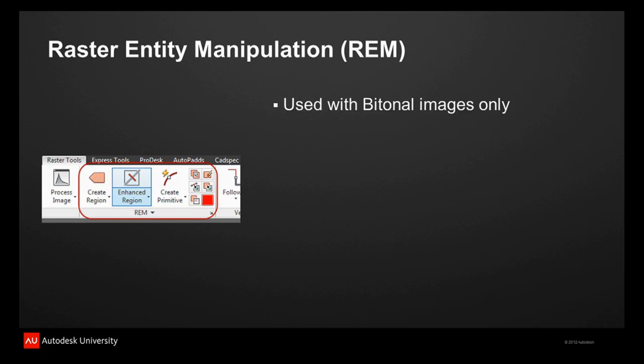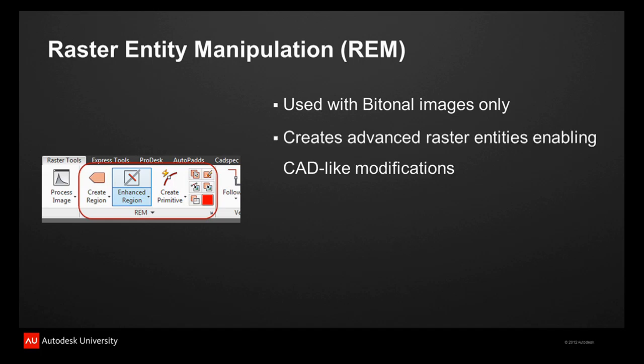Okay, so as I've mentioned, the REM objects can only be used with bitonal images. It creates advanced raster entities enabling CAD-like modifications. That's basically what I try to explain. So it's going to retrace the raster pixels and then create basic primitives on top of those. And we can manipulate the raster data in the background by moving the REM objects. Now, as I go along, you'll see why that is important.